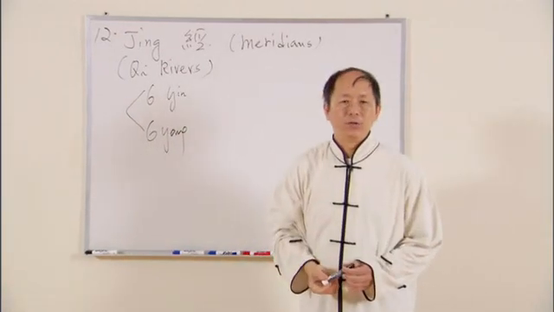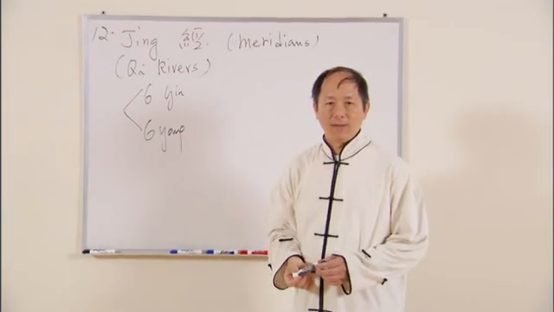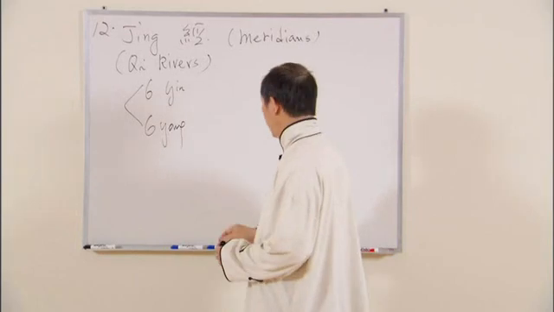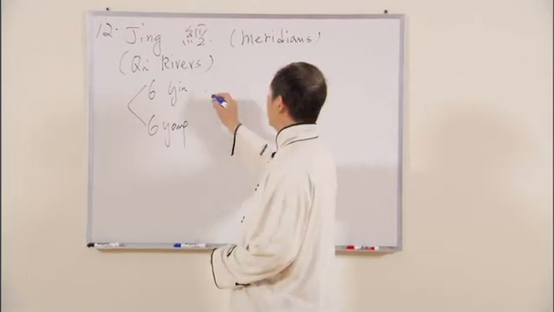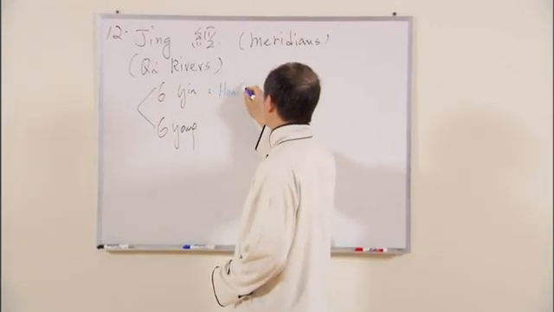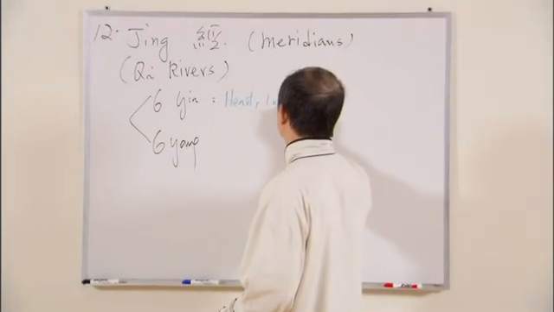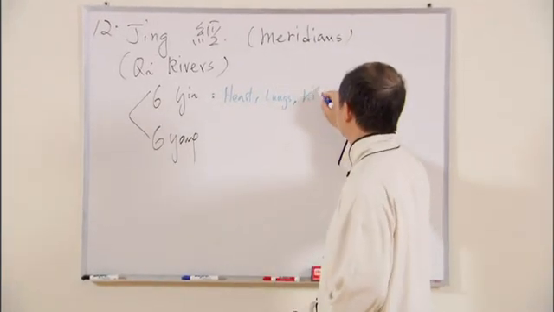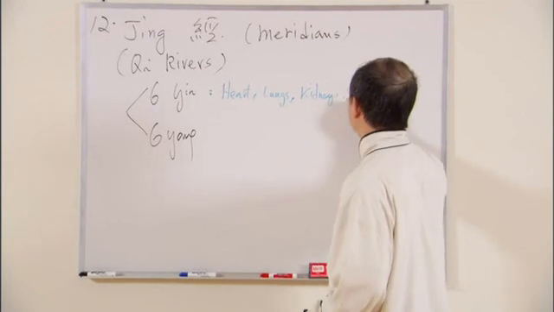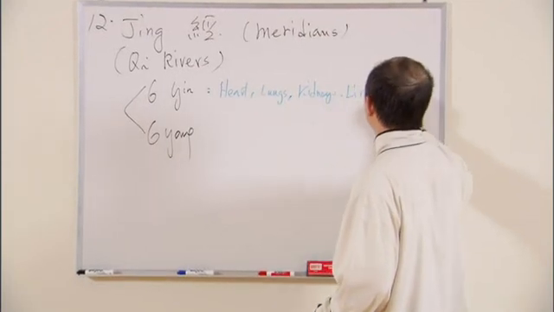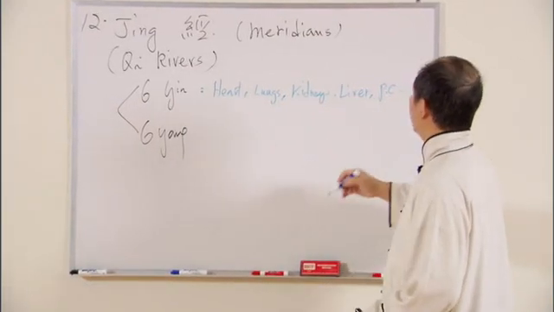So the body balances each other. Yin and yang balance each other. For the yin channels, I use a blue color. There's the heart. There's the lungs. There's the kidneys. There's the liver. There's the pericardium. There's one more, the spleen.